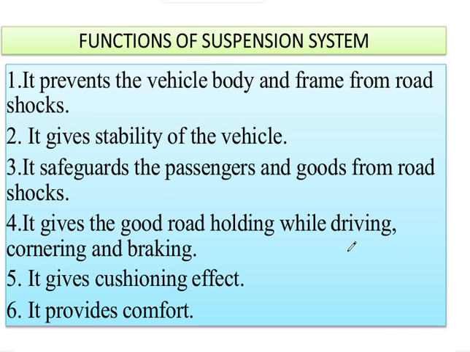What are the main functions of suspension system? It prevents the vehicle body and frame from road shocks. It gives stability of the vehicle. It safeguards the passengers and goods from road shocks. It also gives the good road holding while driving, cornering and braking. It gives cushioning effect. It provides comfort. These are the basic functions of suspension system.